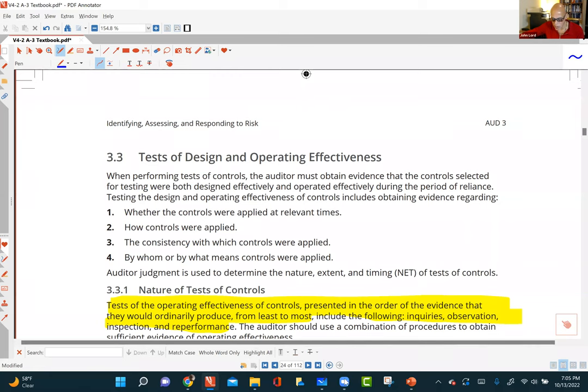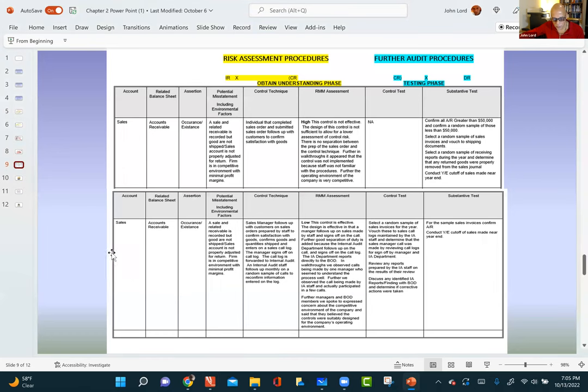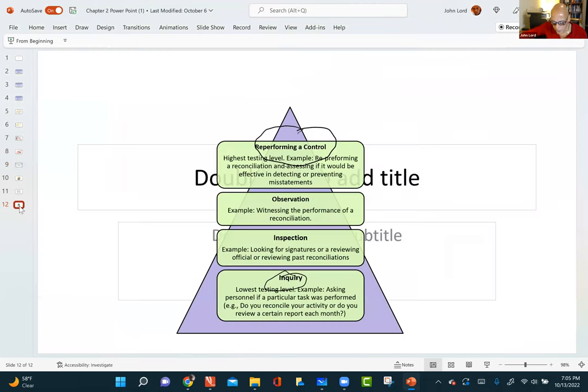Now, what I did with that listing there, because I wanted it to be more of a feeling of a hierarchy, was I put together this little thing here, okay? And when we look at this, notice re-performing is at the top of the pyramid. Inquiry is at the bottom of the pyramid. Now remember, if I assess my risk of material misstatement at, say, minimum, that means when I do my control testing, I'm going to need larger samples. And I'm probably going to be looking for stuff that's more towards the top of this chart, like re-performance, inspection, et cetera, right?